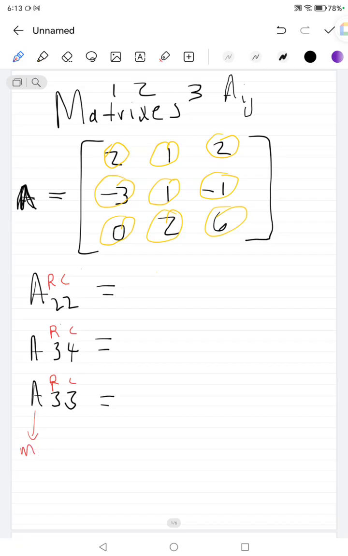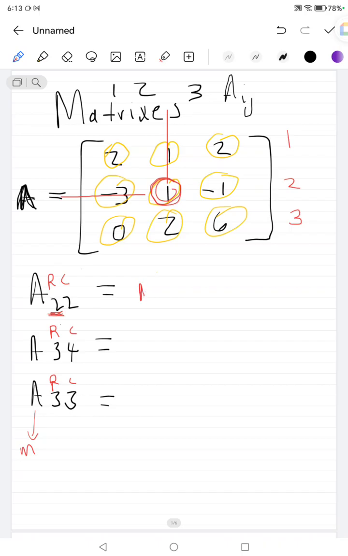So we check that on the first one we have row 2 and column 2. Row 2 is this one, 1, 2, 3. Then column 2 is this one. You go and check where they intersect. They intersect here, so which means your first answer is going to be 1.